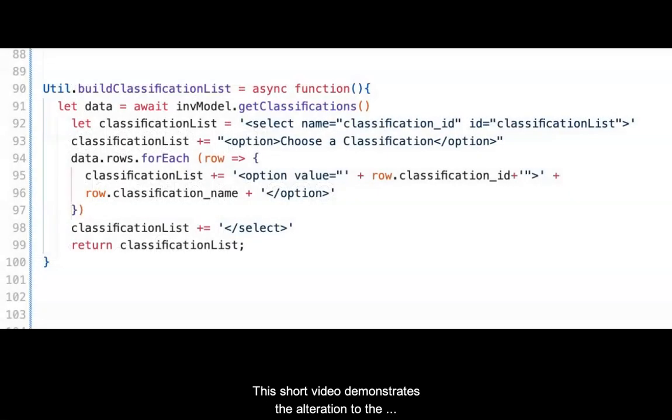This short video demonstrates the alteration to the build classification list function. In a previous assignment, you were to build a function that would use data queried from the database to build an HTML select list. The code to produce such a list appears on the screen in this video.